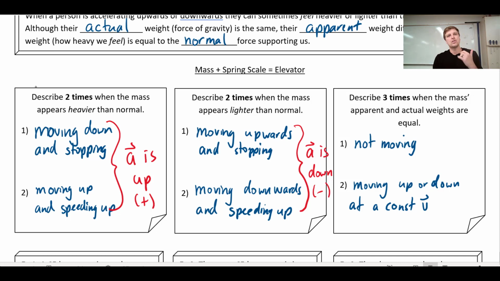If you're accelerating upwards, you feel extra heavy. If you're accelerating downwards, you're going to feel extra light, whatever that means. And of course, in both of these cases here, the acceleration is 0. And so if your acceleration is 0, even if you're moving, if you're not accelerating, then you are going to feel as heavy as you are. Your actual weight is going to match your apparent weight.